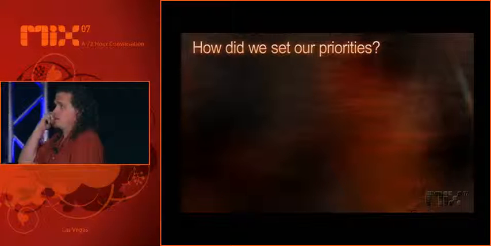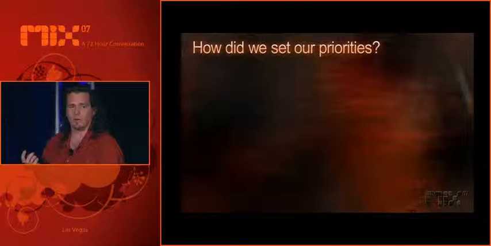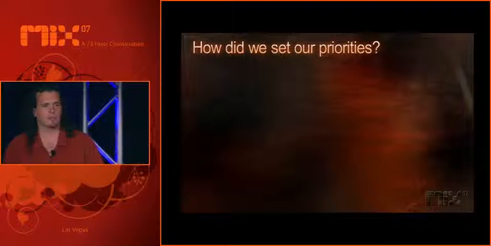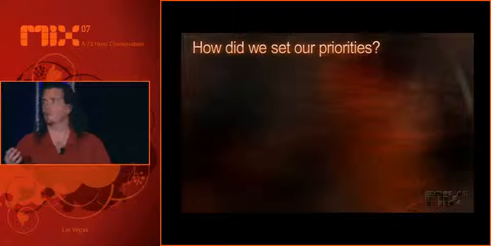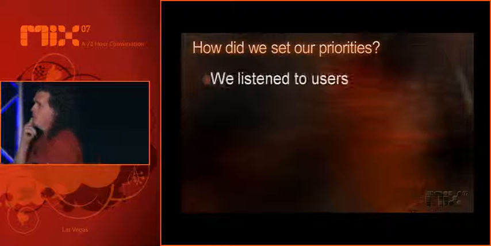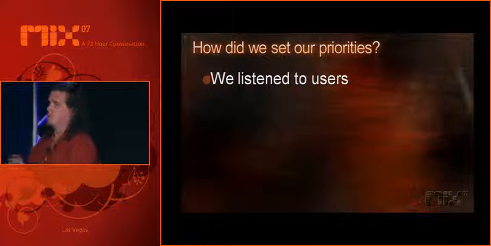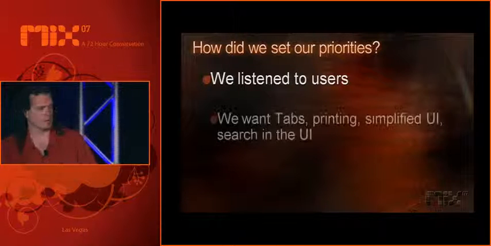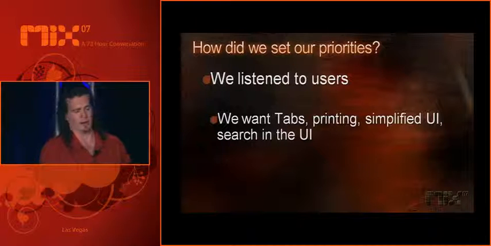And with that, I want to talk a little bit about how we set our priorities, what we pay attention to. And this is vaguely prioritized or in order. First, in IE7, we listened to our users. The users clearly said they wanted tabs. That was kind of obvious.